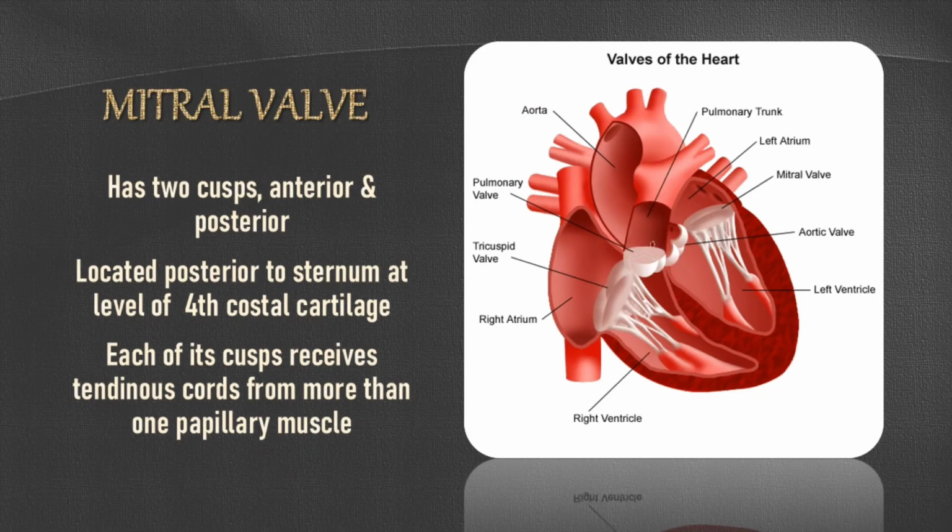The mitral valve has two cusps, anterior and posterior. As you can see, this is the anterior cusp and this is the posterior cusp. This is the aortic valve, it has three cusps. This is the pulmonary valve, it has three cusps. This is the right AV valve, that is the tricuspid valve, it has three cusps. It is located just posterior to the sternum, at the level of the fourth costal cartilage. So this is like a surface anatomy sort of thing. It will help you in that.